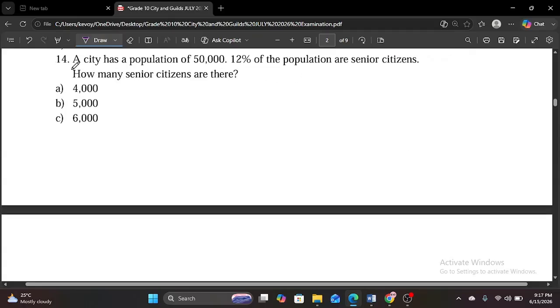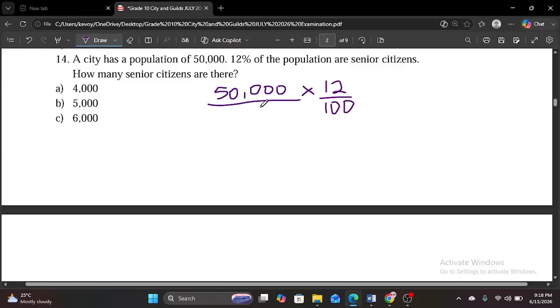So a city now has a population of 50,000. 12% of the population are senior citizens. How many senior citizens are there? So we're going to find 12% of 50,000. So that's the same thing that we have been doing before. So let's just quickly do it. So that's going to be 50,000, and we're going to multiply that by 12%. That's going to be 12 over 100.